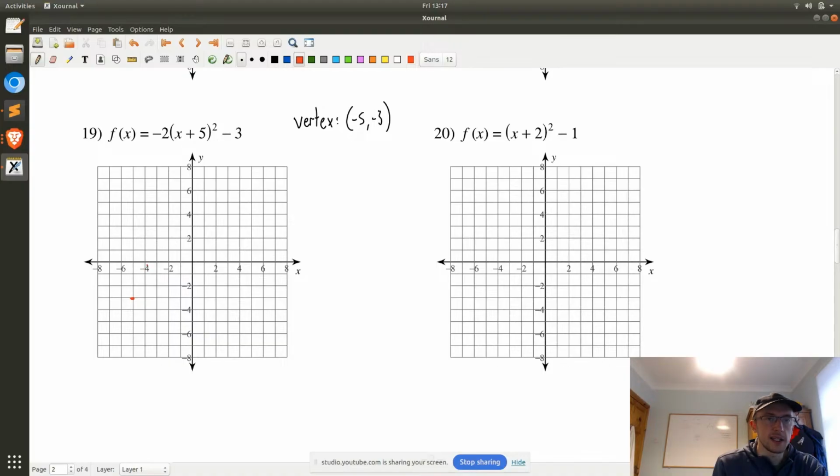Put in negative 4 just to see it anyway. So 5 take 4 is 1. 1 squared is 1. Times negative 2, negative 2, negative 2 take 3 is negative 5. Okay, so there. And there. Negative 3: 2 squared, 4. 4 times negative 2, negative 8. Negative 8 take 3 is negative 11. So off the page. So, like that. And the axis of symmetry is going down the middle.